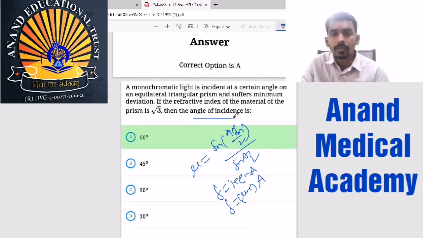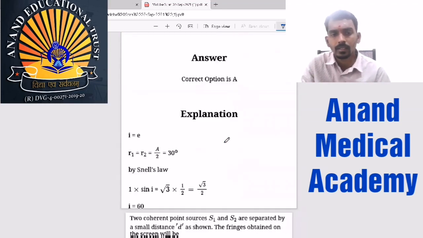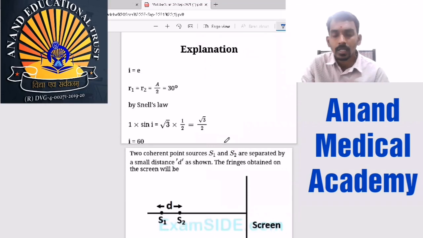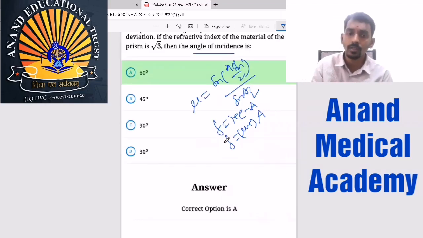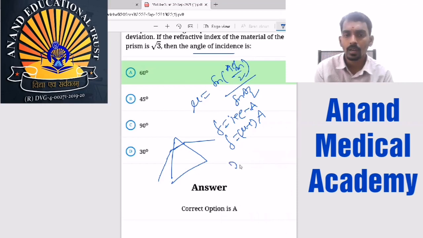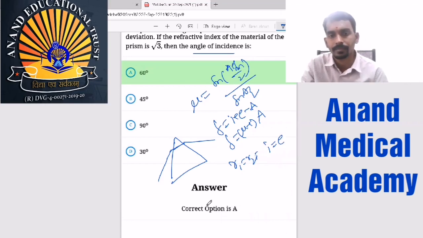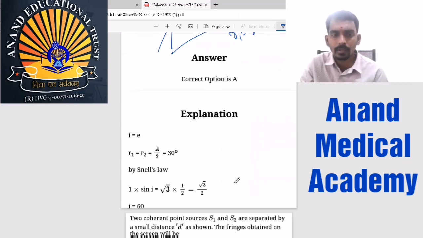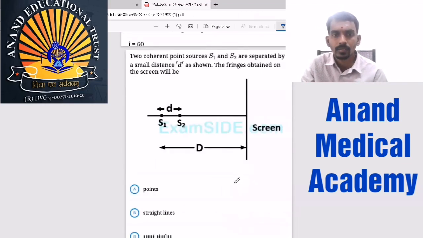Now here they are asking the angle of incidence. Sometimes you may have to apply Snell's law also. But one more thing I would like to tell you: at minimum deviation, the ray becomes parallel to the base inside, so that r1 and r2 become equal. Also, the angle of incidence equals the angle of emergence. So remember all these conditions and try to solve it. Here they have given the solution.